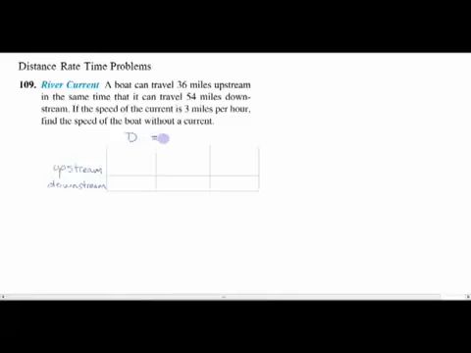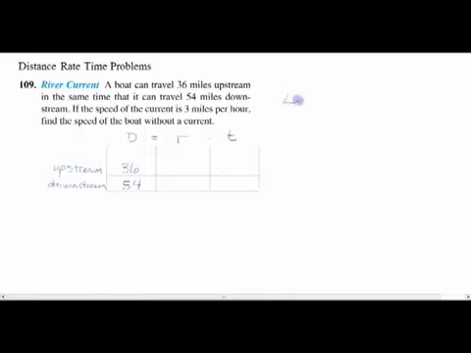Now we have distance equals rate times time. I'm going to fill out this chart with whatever is given to me in the problem. In the upstream trip, we have the boat traveling 36 miles, so we'll put that under distance and across on the same line of upstream, 36. Traveling 54 miles downstream, so underneath distance and in level with downstream, I'll put my 54. The speed of the current is 3 miles per hour. We're to find the speed of the boat without a current.